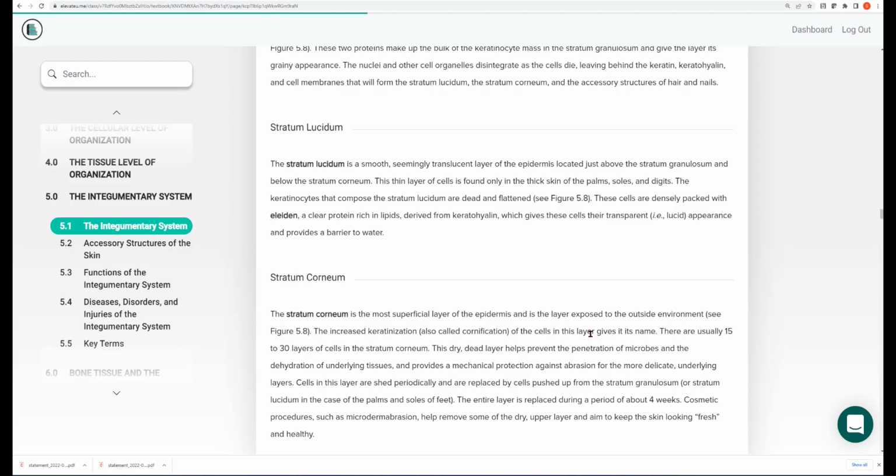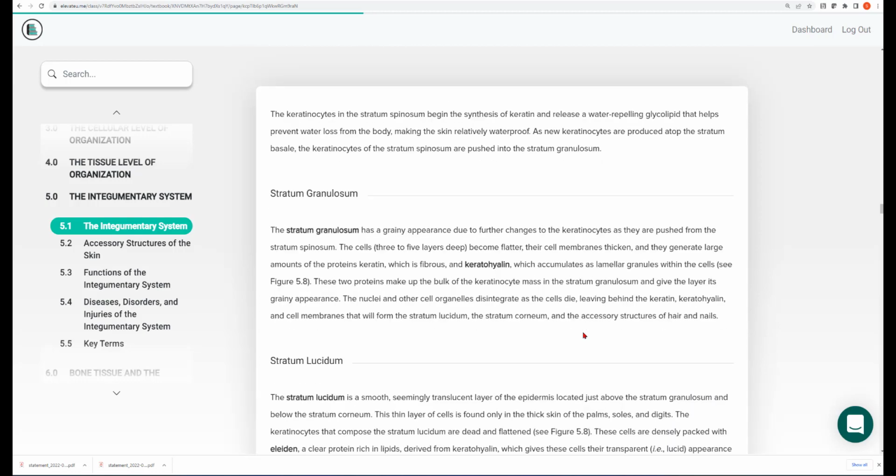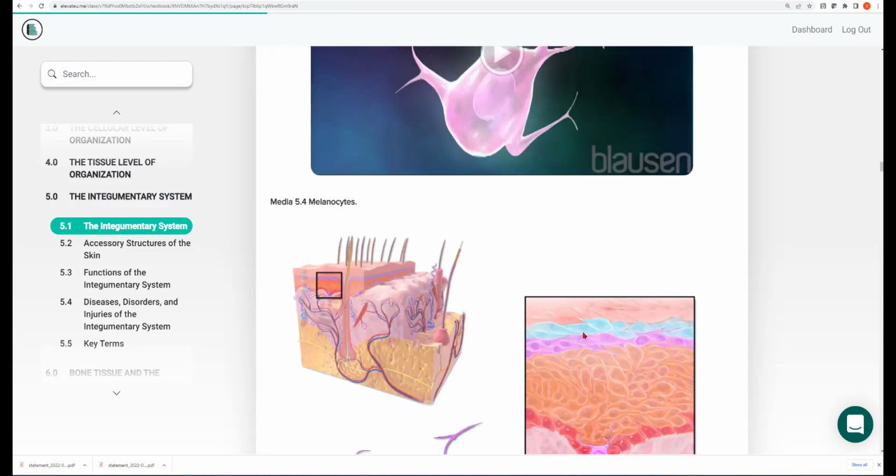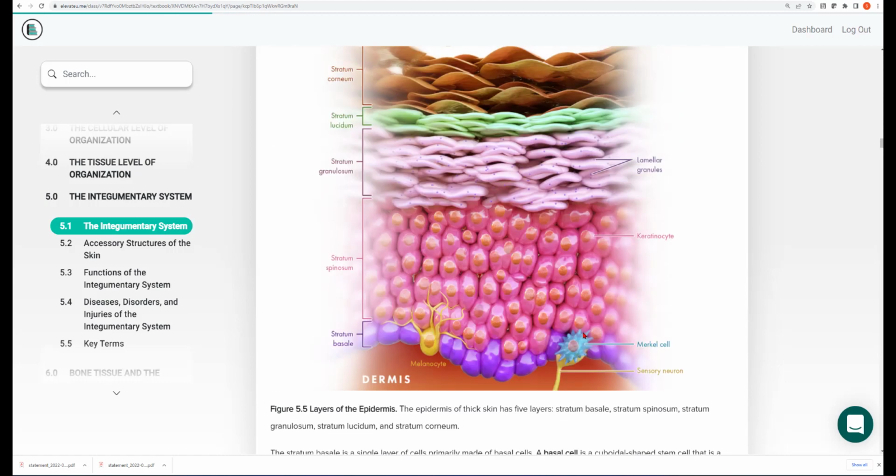Now, it takes about a month. It takes about 4 weeks for the cells to go all the way from the bottom up to the top layer. So every month, essentially, you have a whole new epidermis, and it's constantly being replaced as these layers shed off and are replaced from the underlying layers. So let's go back up and just take a look at the medical illustration of these layers.